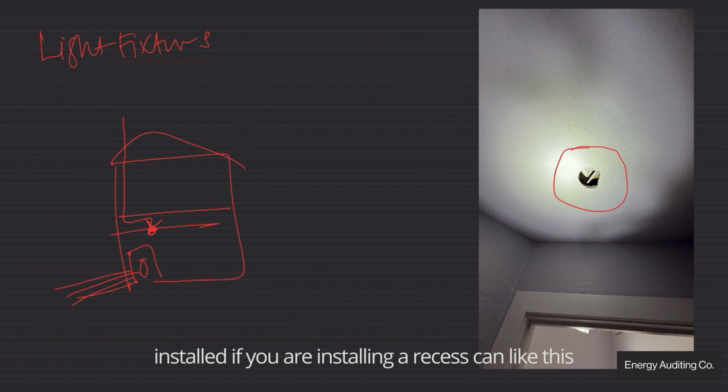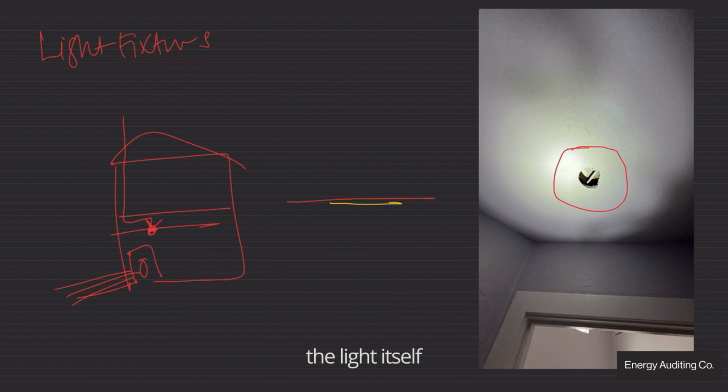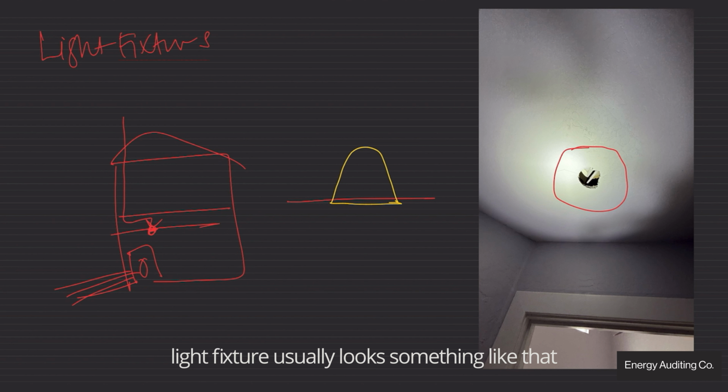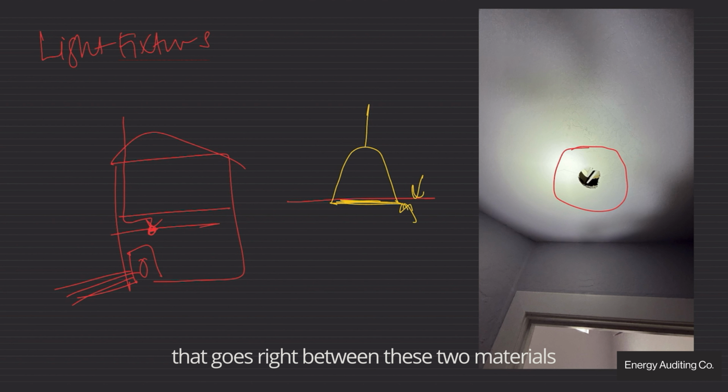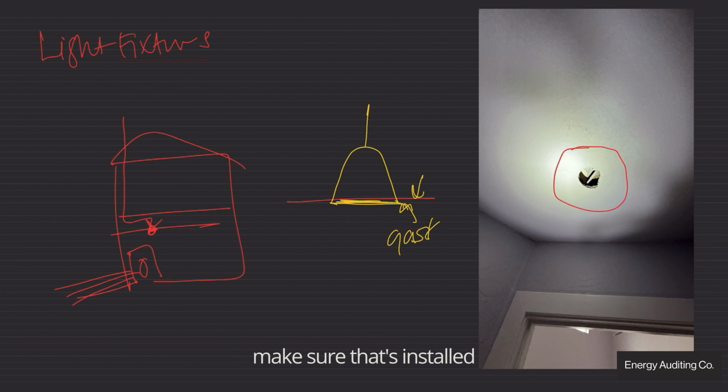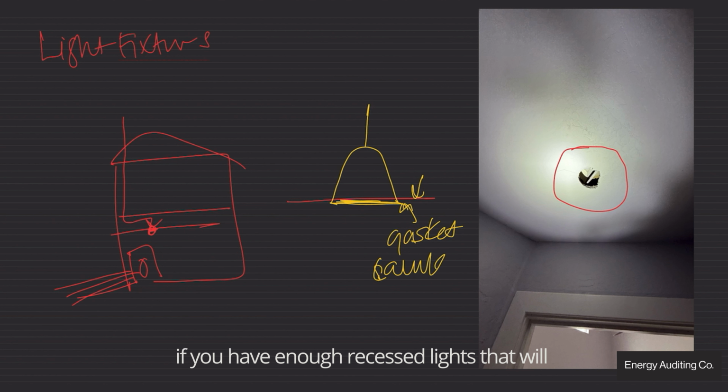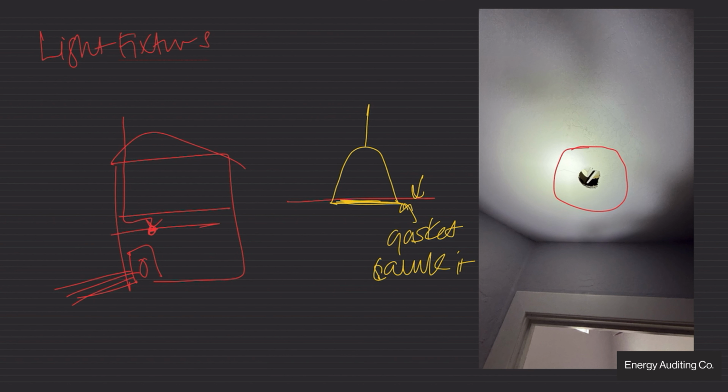If you are installing a recessed can like this, what you want to do is have a gasket between the light itself and the drywall. The light fixture usually looks something like that. There's usually a gasket that goes right between these two materials. Make sure that's installed. If you can't, make sure you try and caulk it. If you have enough recessed lights, that will cause it to fail. So just keep that in mind.